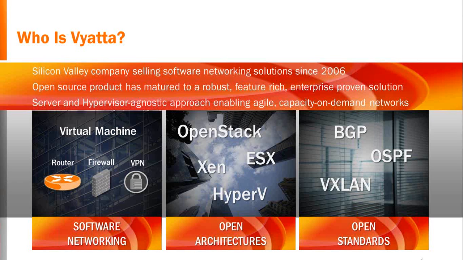So who are we? Vyatta is a Brocade company. We were acquired by Brocade just about 4 months ago. We're a Silicon Valley company that's been selling solutions since 2006. We're based on the idea that the future of networking is in software. We provide networking software that does routing, firewall, and VPN. We're based on open architectures. In fact, we're an open source solution. We're not supporting OpenStack yet, despite what it says there, but that's something that we'd love to be talking about in the future. And we're based on open standards. We're supporting the networking standards that you know how to use, and that all IP networks are running on.